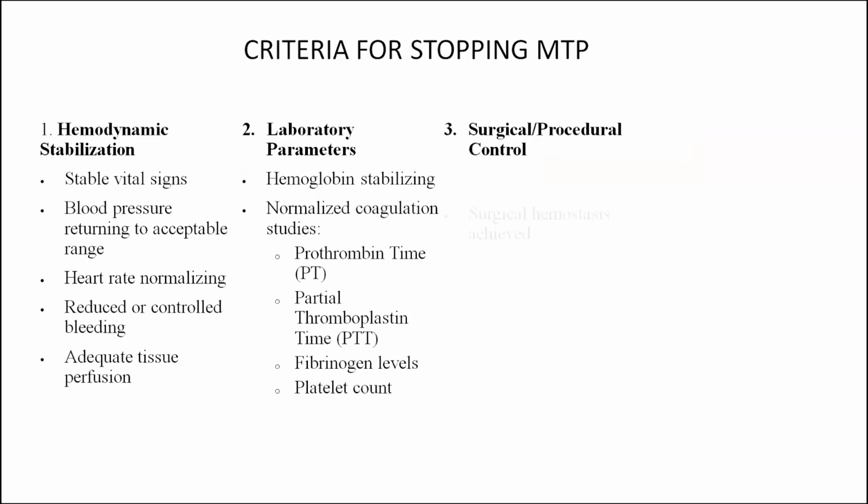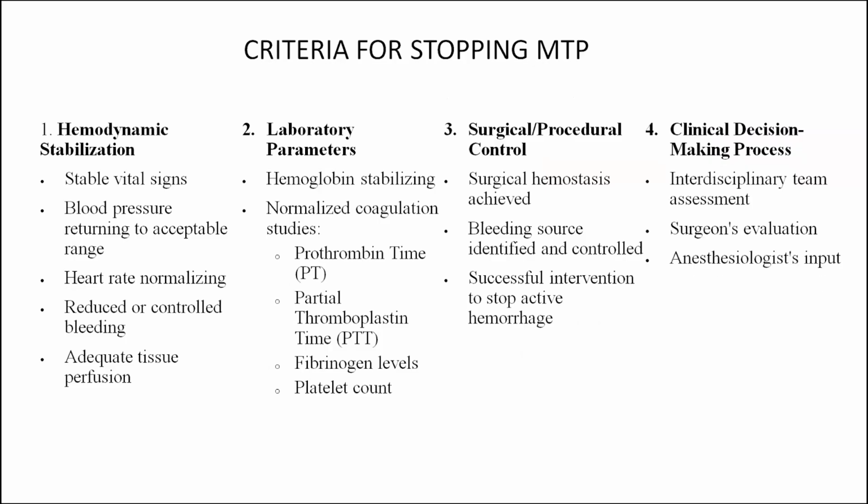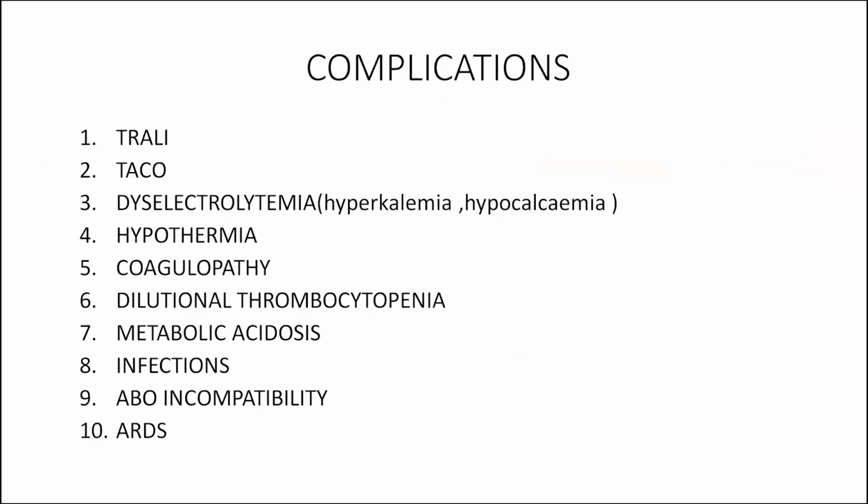So what are the criteria for stopping? Hemodynamic stabilization, normalization of laboratory parameters, surgical control of bleeding has also occurred, and you see that the patient does not have any risk of rebleeding based on interdisciplinary discussions. When all of this is there, you can stop the MTP. What are the complications associated with massive transfusion protocol? It can be TRALI, TACO, which is circulatory overload because of products, dyselectrolytemia, hypothermia, coagulopathy, dilutional thrombocytopenia, metabolic acidosis, infections, ABO incompatibility, and ARDS. These are the issues with MTP.